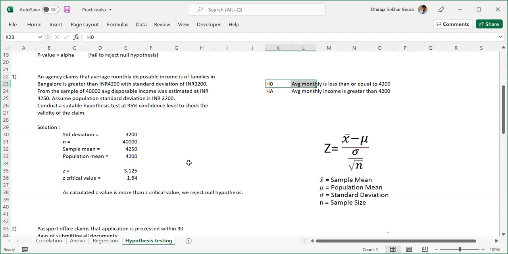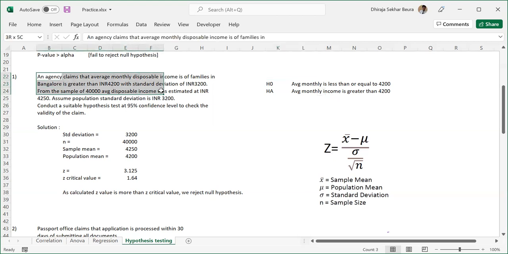Dheeraj, I'm so sorry, I don't know if I missed this, but how do we figure out whether it's a right tail or left tail test? So if the question itself is about more than, that's a right tail test. If the question itself is about less than, that's a left tail test.